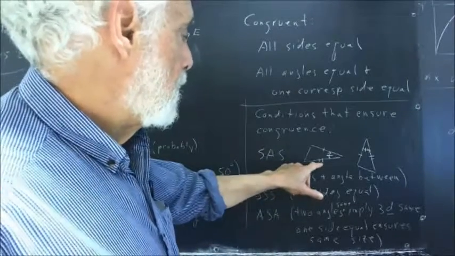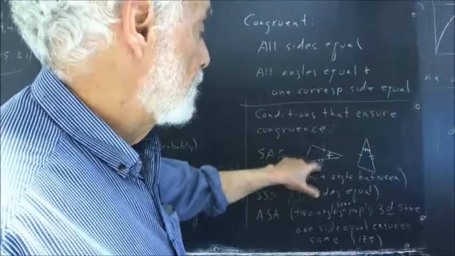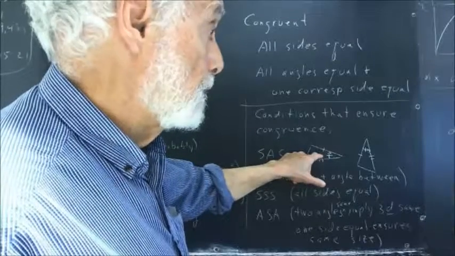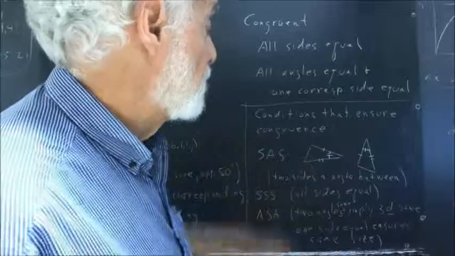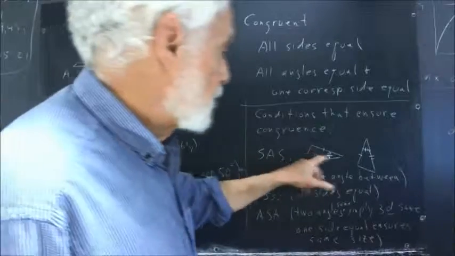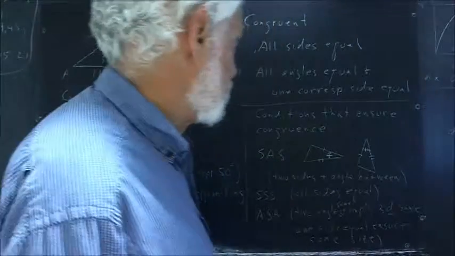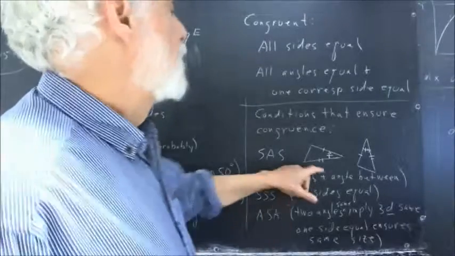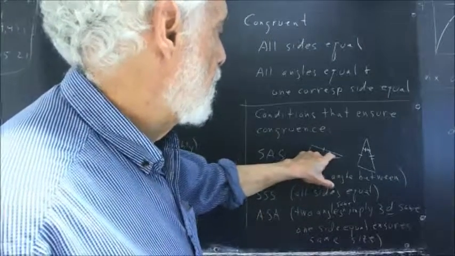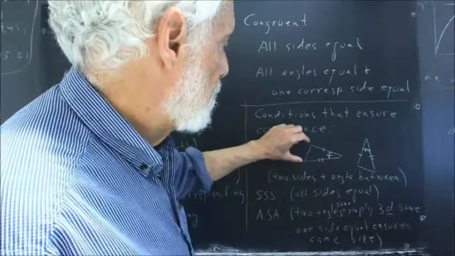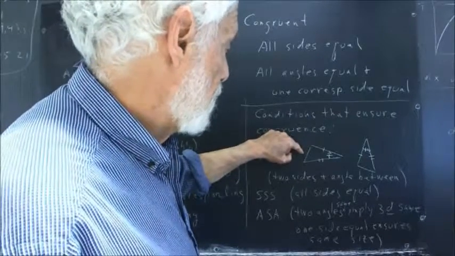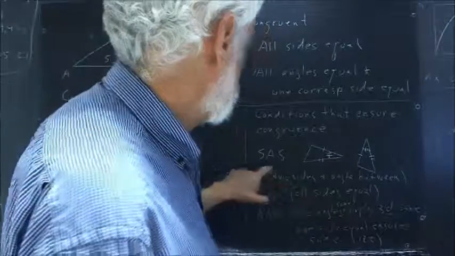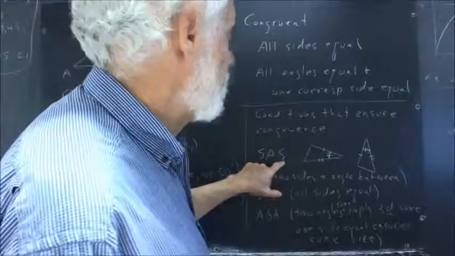And then you have side, angle, side. If you have two sides, let's say this side and this side, and the angle between them, the angle to which the two sides are adjacent, are the same between this triangle and this triangle, then since two adjacent sides and the angle are sufficient to determine it, the third side is going to have to be equal on both triangles. So you have the side, angle, side criterion.